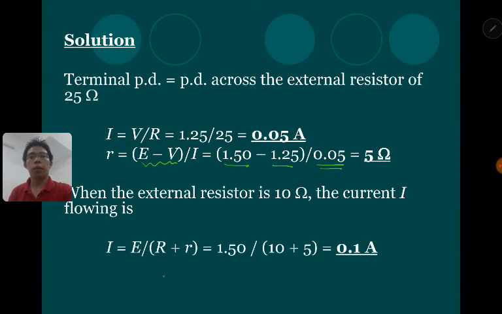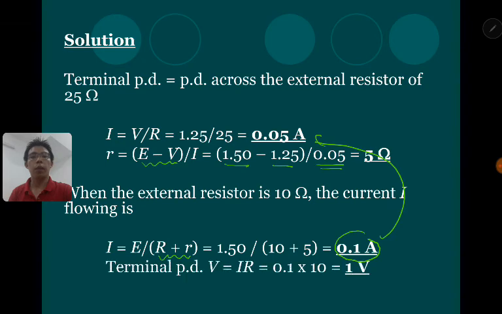So what you can do is that we have the E divided by the total resistance. Okay, the EMF divided by the total resistance, so that we can calculate the new current. So the new current, we can see that it has changed to 0.1 ampere compared to 0.05 ampere, so we cannot use the same current. Yeah, so proceed with this new current.